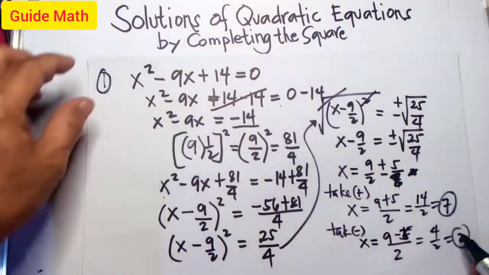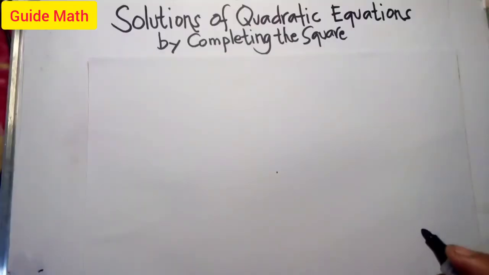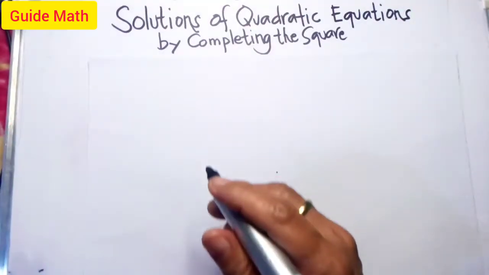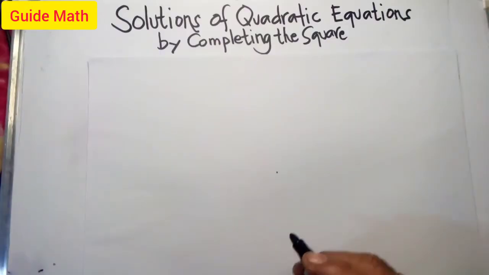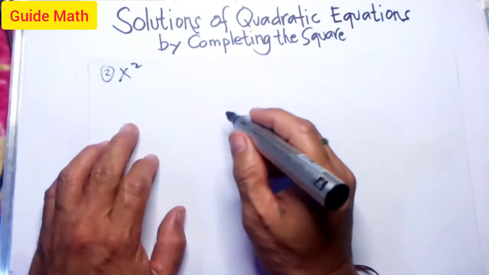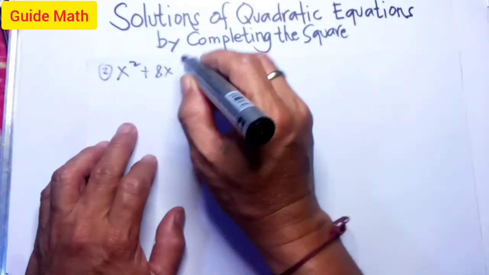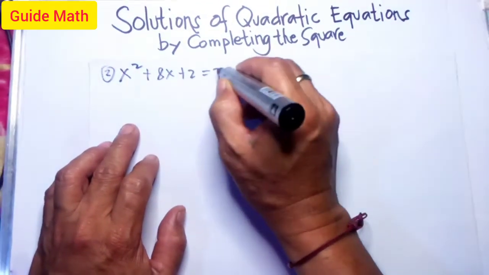Okay? So we will go to the second example. Suppose we have x squared plus 8x plus 2 is equal to 22.